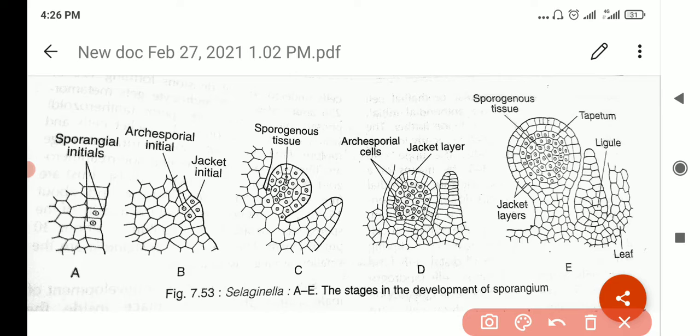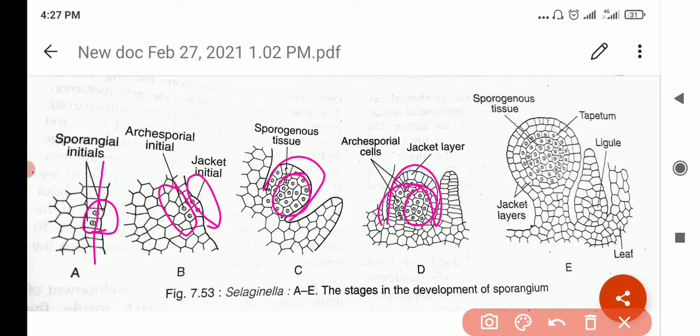So we see the sporangial initials here, there, and they come and they divide, and then we have one layer of archisporal initials and jacket initial. So obviously the jacket initial will form the jacket layer, and this archisporal initial will form the sporogenous tissues. So here we can see nicely the jacket layer and the archisporal cells.